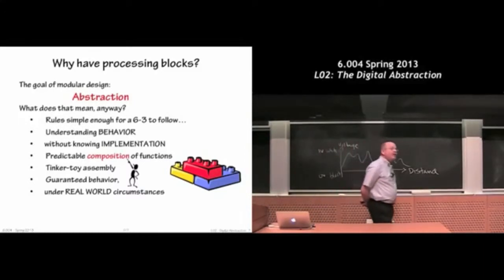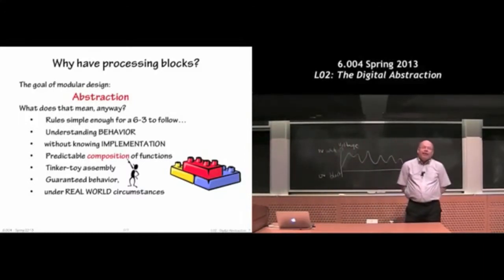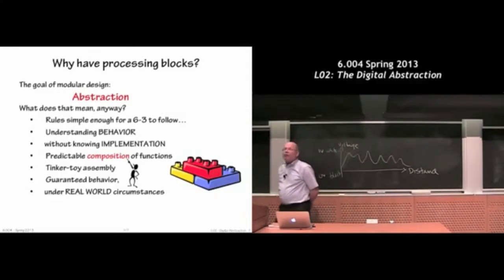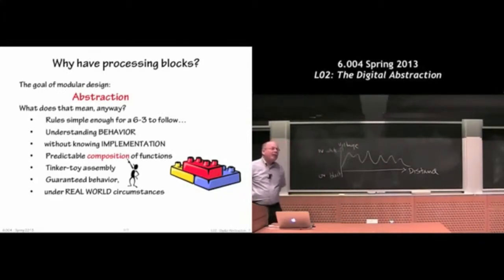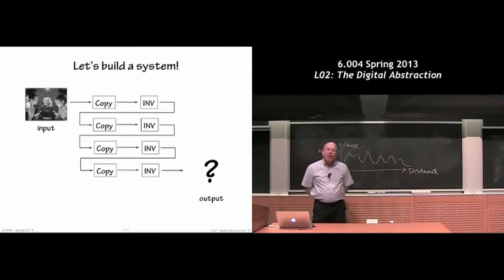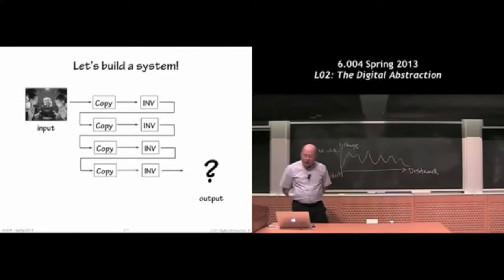Okay, so composition is the reason. As it will turn out, we're building 5 or 6 layers of building blocks throughout this course. And we hope that our abstraction is good enough that we'll be able to use them without knowing what's inside each building block. So let's build a system. We have some copies and some inverts all wired together. I think this is all set up so that I'm expecting exactly a copy of the picture to come out.